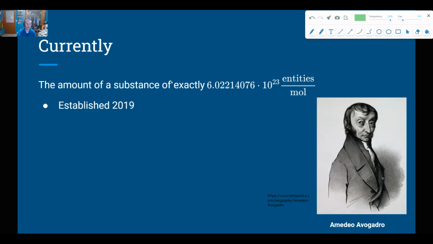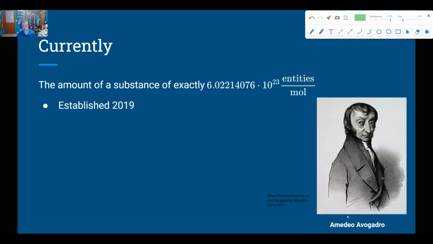So the mole. Currently, it is defined as the amount of a substance of exactly this many entities per mole. Basically, if you have this many entities in something, you have 1 mole of that thing. If you have double this amount, then you have 2 moles of that thing. If you got 3 times this amount, you have 3 moles of that thing. That's where the entities per mole thing comes in. This was established in 2019, defined to be Avogadro's number.